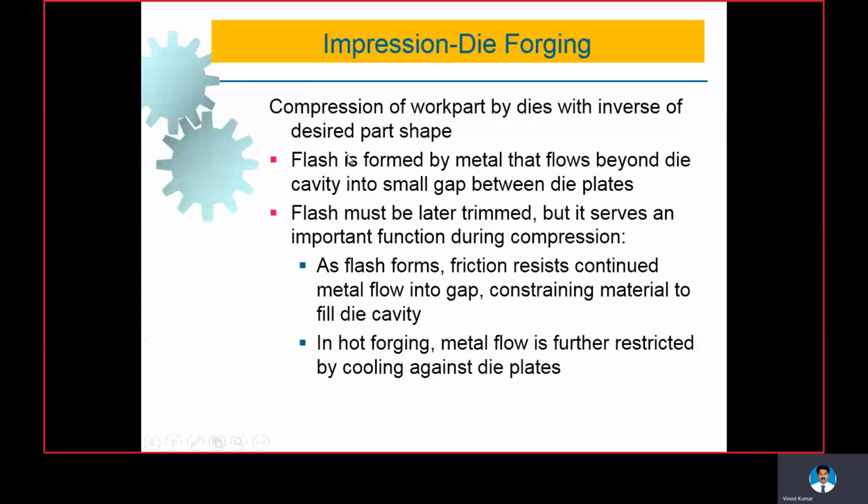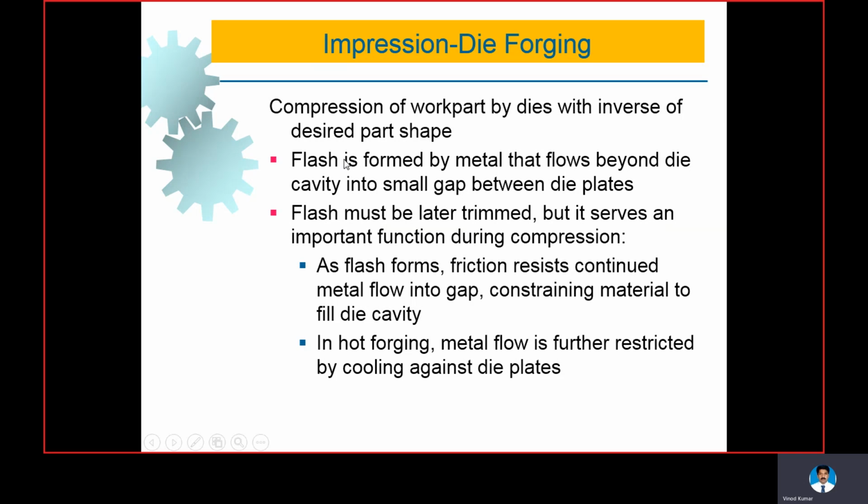Today we are going to discuss impression die forging. As I explained before, in impression die forging, flash will be formed. The material will be compressed between an upper and lower die, and between the dies there will be a cavity. The cavity will have the final desired shape and size of the product, but some material, some metal will flow beyond the die, and it will enter into the small gap between the die plates. This is called flash.